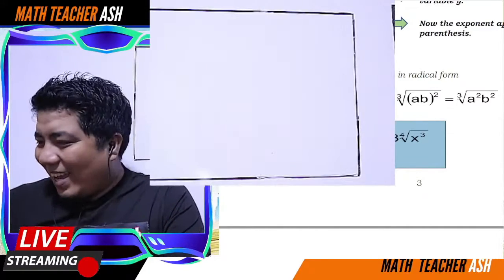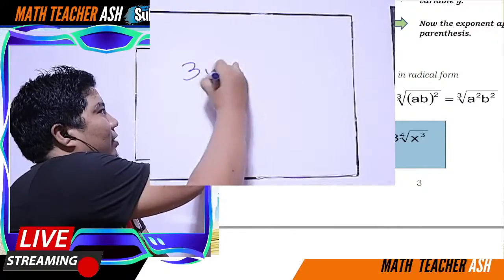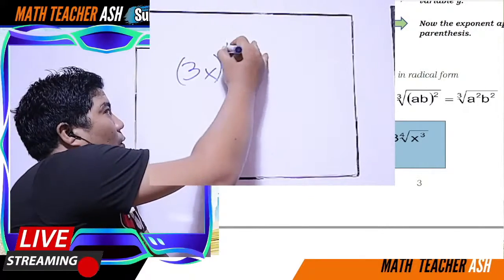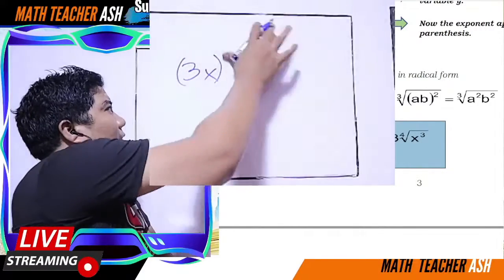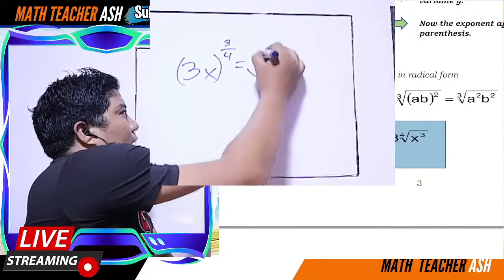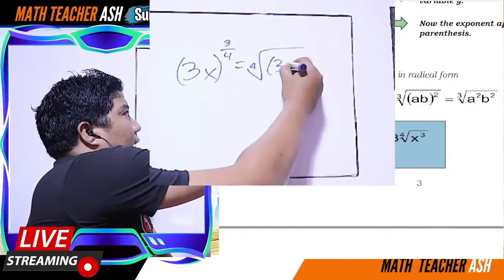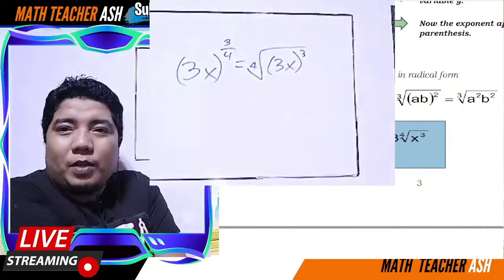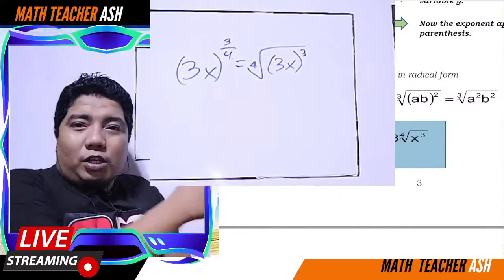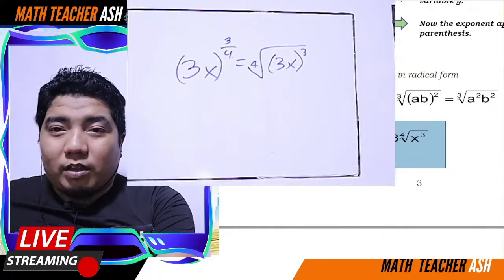Okay. Ayan, alright. So, i-correct natin ito. So, if this is the given, 3x to the power of 3/4 pala. Okay, to the power of 3/4. Therefore, dapat ito, ganito yan siya. 4th root of 3x to the power of 3. Okay? So, of course, kung gusto mo naman, ipagandahin lang natin konti.